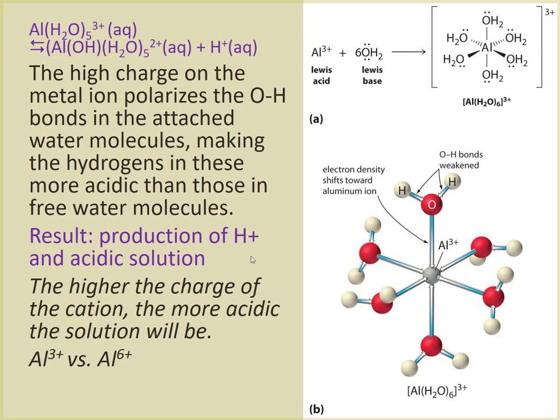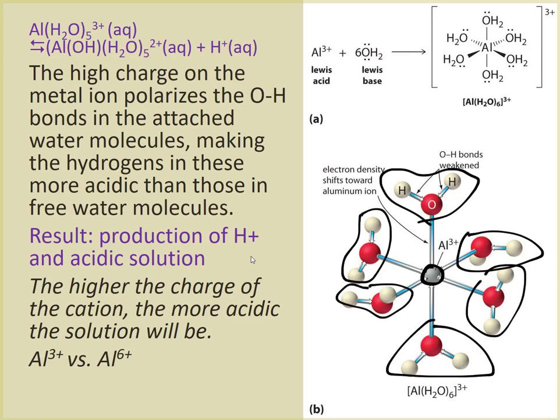So here's my little positive cation right here. And then these are all the water groups around it. And because of the strong attraction, the OH bond is weakened and one of these hydrogens can come off. And when it does that, then it produces an acidic solution. The higher the charge of the cation, the more acidic the solution will be. So you possibly could have more hydrogen ions come off.